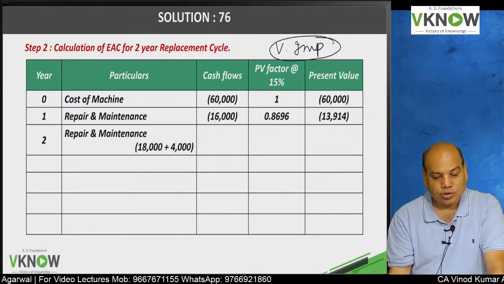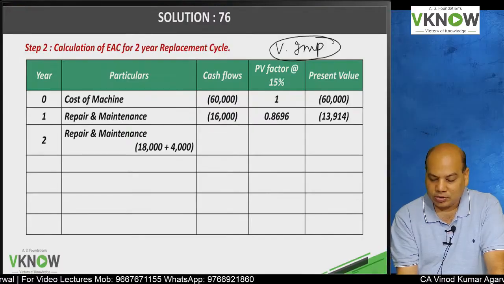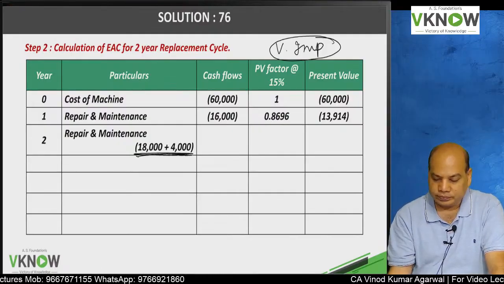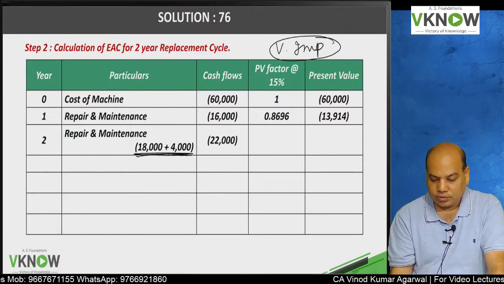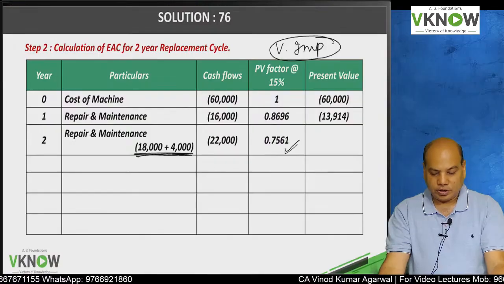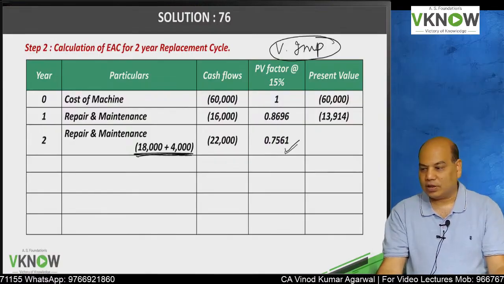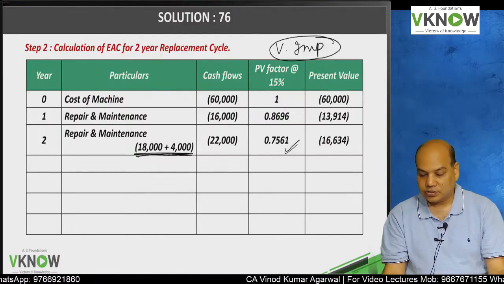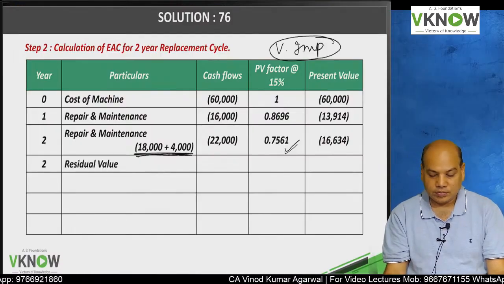Year 2 also I am going to incur repair and maintenance cost. You can see in your question 18,000 plus 4,000. 18 is maintenance, 4 is repair. 22,000. Factor is printed in the book. Please make use of the factor. Present value 16,634. Very good. Come on, next.